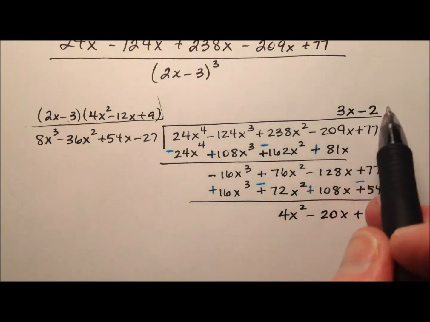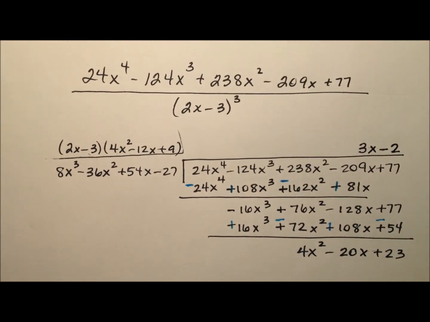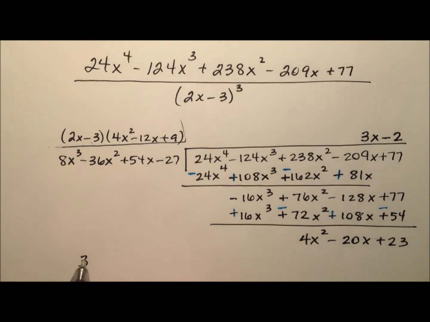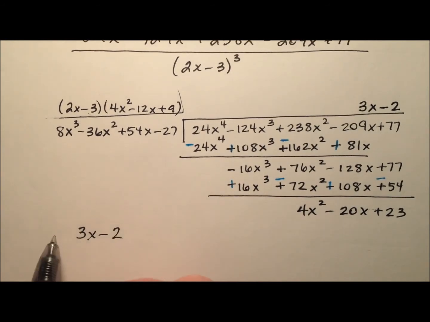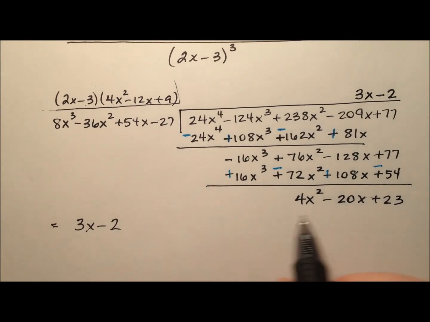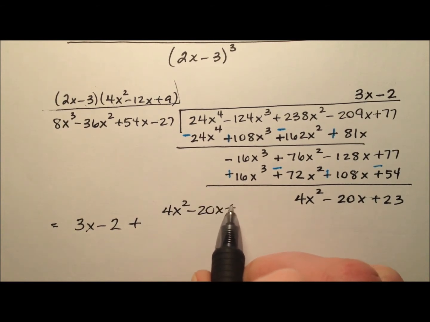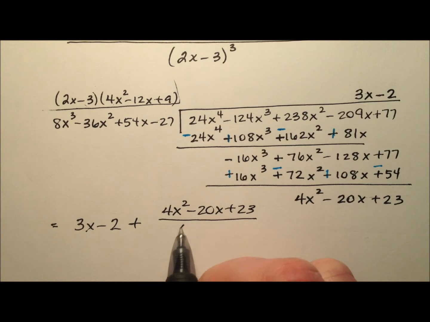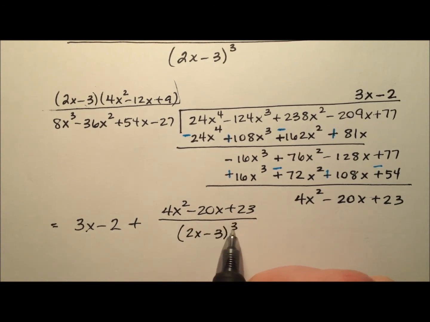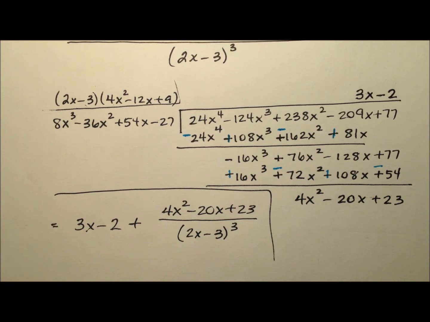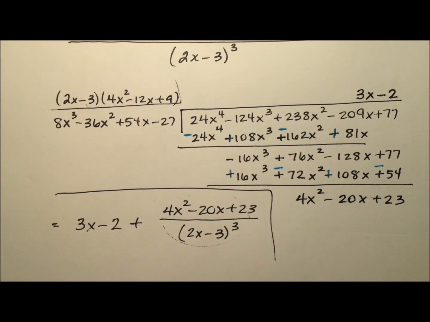Well, I can do it using the whole parts and the remainder. Okay, so I'm going to rewrite this as 3x minus 2. Okay. And then, of course, we have plus, and now 4x squared minus 20x plus 23 over my (2x minus 3) cubed. Okay? So now I have a proper fraction with which to work. So for now, I'm going to ignore this 3x minus 2 because he was just the whole part. And now I can get to work actually decomposing this into its partial fractions.